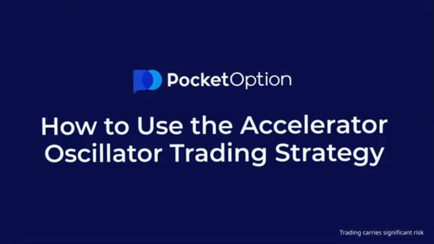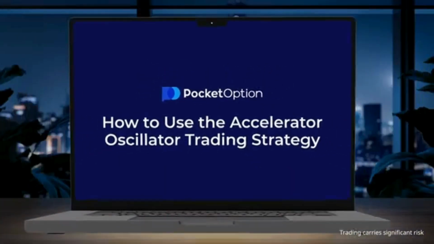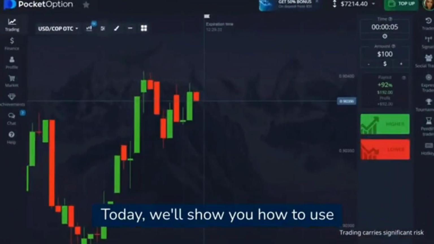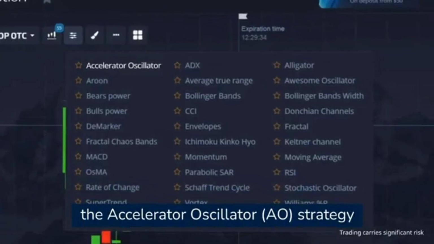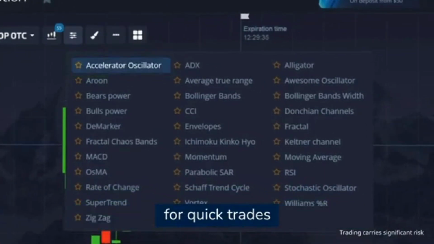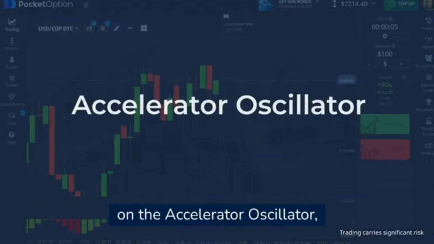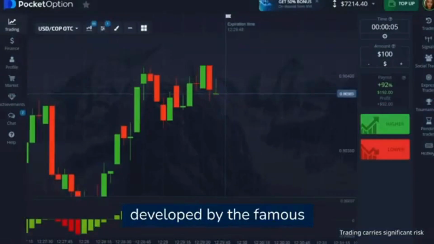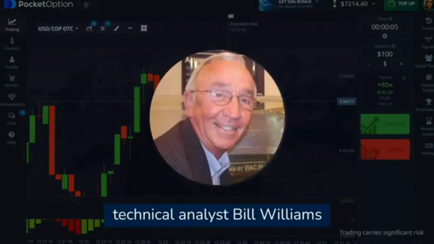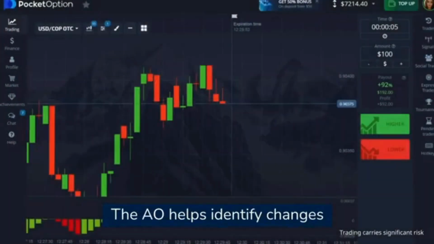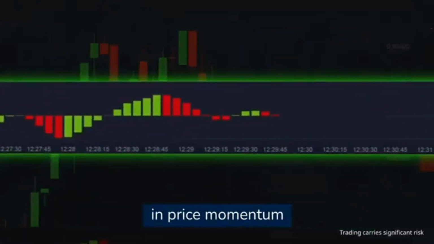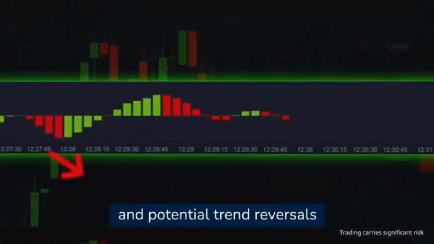How to use the Accelerator Oscillator trading strategy. Today, we will show you how to use the Accelerator Oscillator AO strategy for quick trades starting at 5 seconds. This strategy is based on the Accelerator Oscillator developed by the famous technical analyst Bill Williams. The AO helps identify changes in price momentum and potential trend reversals.